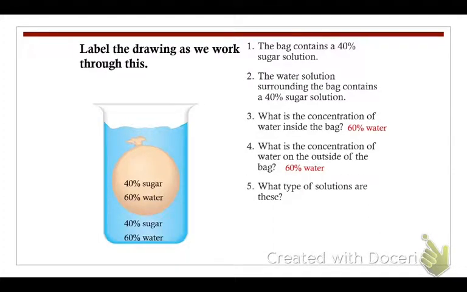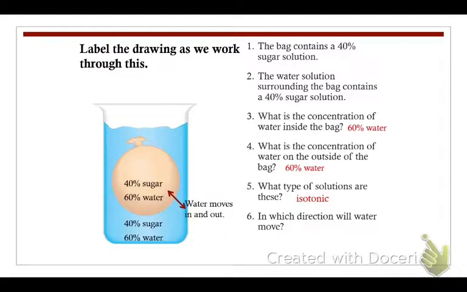So what types of solutions are these? Hypertonic, hypotonic, isotonic? Excellent. They're isotonic because we talked about iso means the same, right? Isosceles triangles have same sides. Isotonic means same tonicity. In which direction will the water move? It'll stay equal. Good. It'll stay equal. It'll go in and out, right? So the water moves in and out.